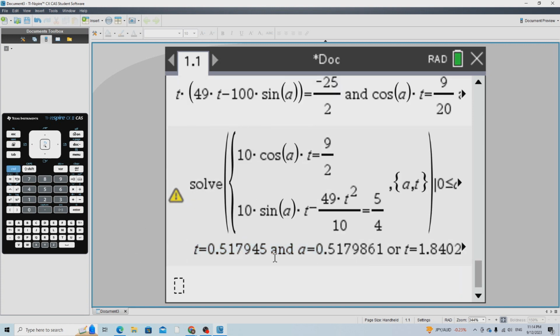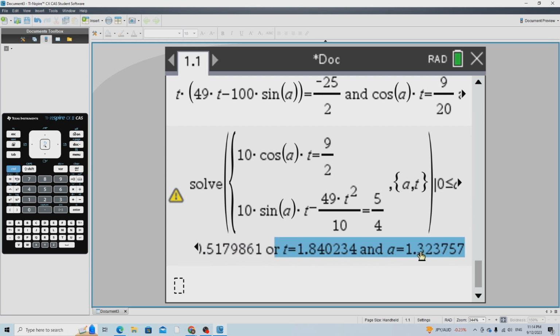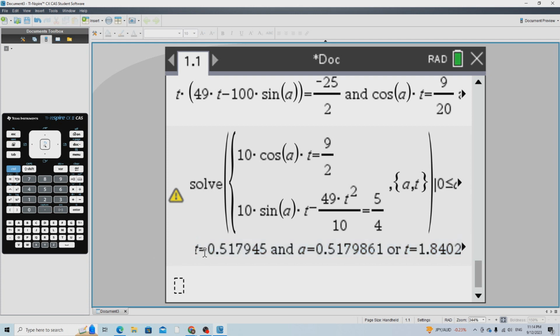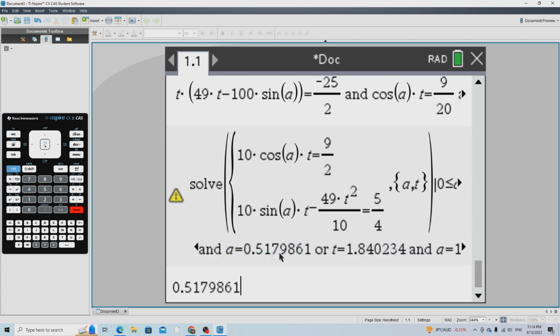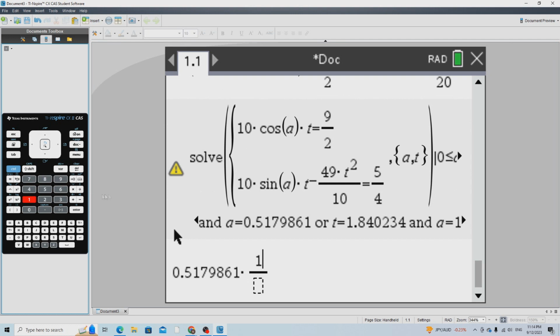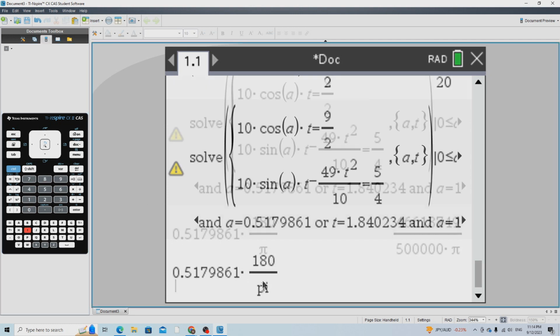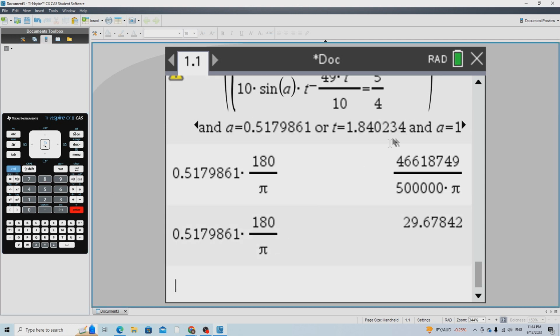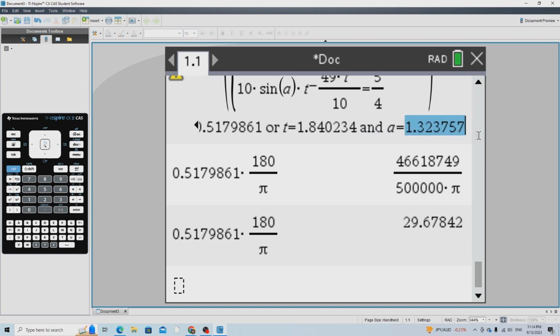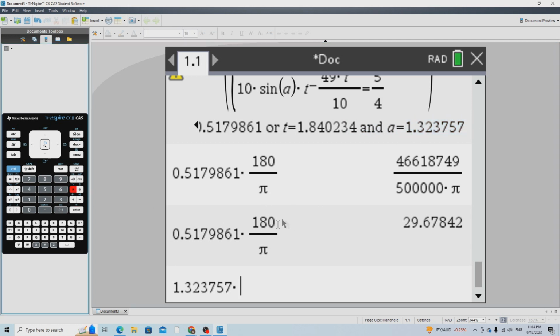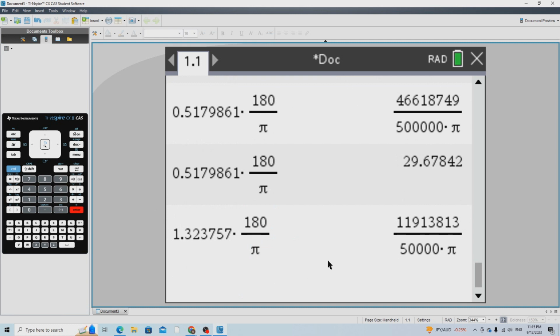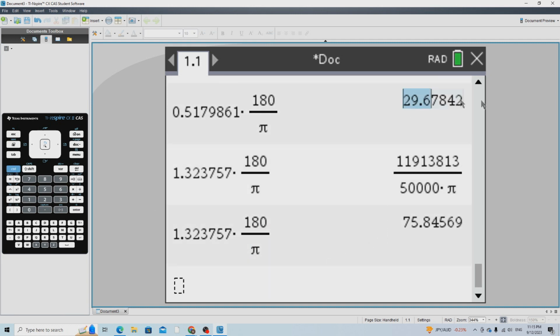Great. So how many values do we get? We get 1, and we get 2. And for both the values of t, time is greater than 0. That's great. So we actually have two possible angles at which we hit. So let's convert it to degrees, which is this. And the next one is this.